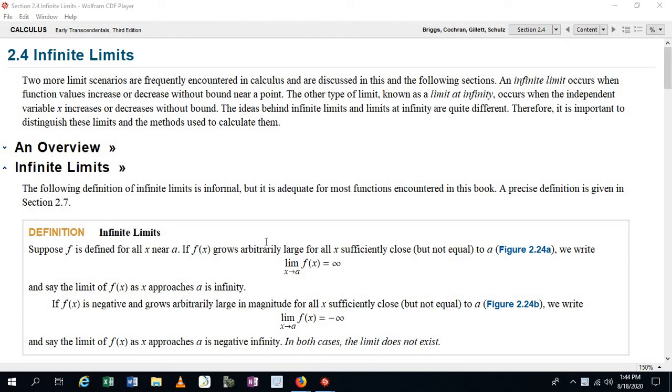Hello again. In this video, I'm going to go over section 2.4, which is on infinite limits. Okay, so let me explain what an infinite limit is first.